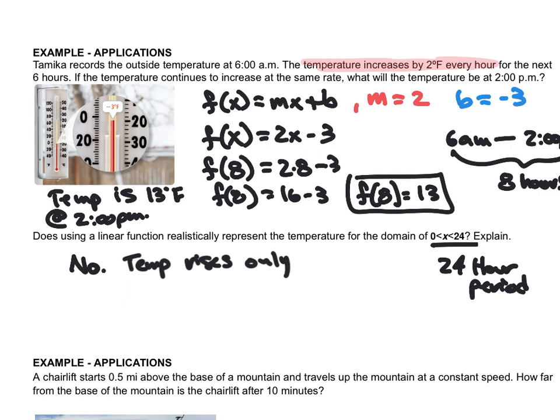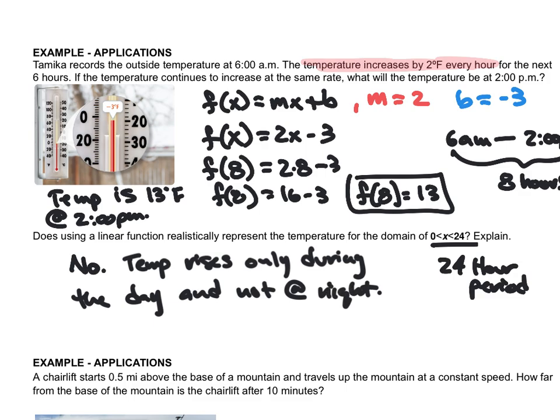rises only during the day and not at night. All right, so a more realistic domain might be between 0 is less than x is less than 12 for maybe a 12-hour period. And it sort of depends, because I'm assuming that this is winter, it may not be even 12.